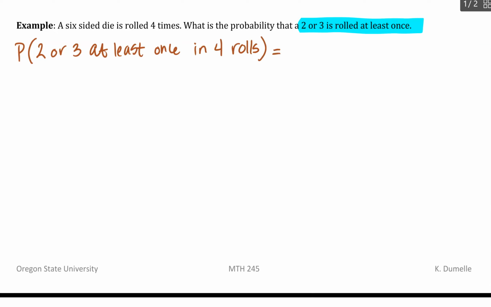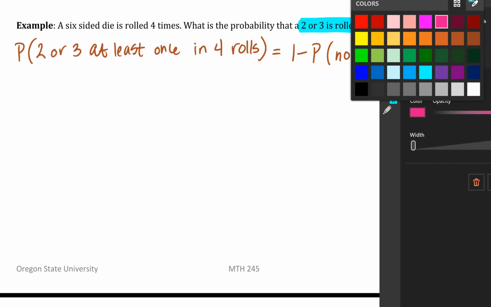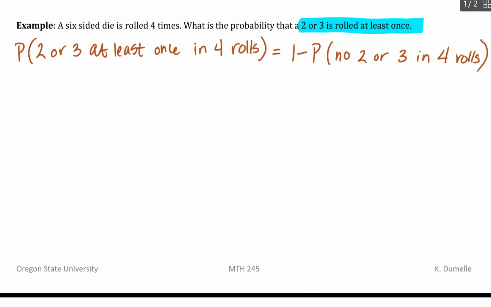Okay, instead of calculating all those different cases, I'm going to calculate the complement, which is 1 minus the probability of no 2 or 3 in 4 rolls. Because that's a little bit simpler to calculate. So let's calculate what is the probability that we get no 2 or 3 in 4 rolls.